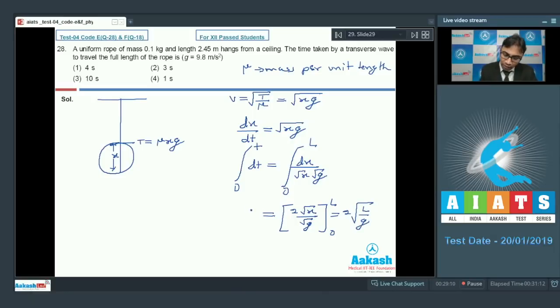This is the time taken by the wave to travel from bottom to top, and the length is given as 2.45 meters. So if I put the value, g is 9.8, we will get 2 root under 2.45 divided by 9.8. That will give you 1 second. So my option number 4 will be the correct choice. Now let's move to question number 29.